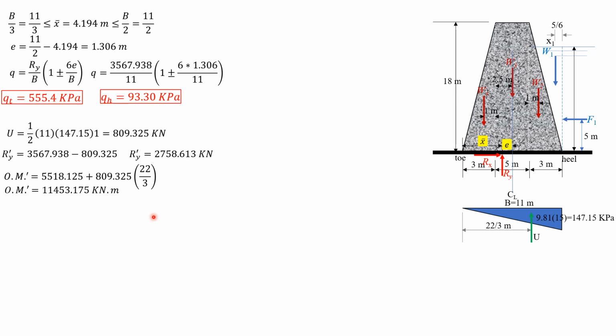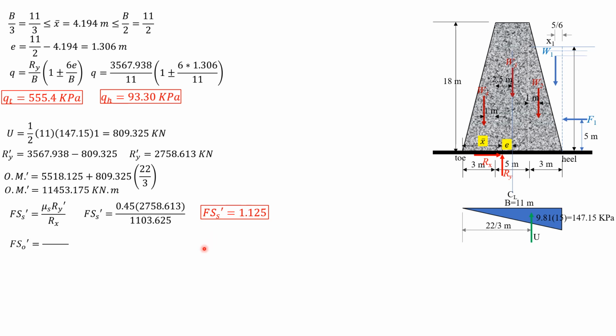So that the new Ry' can be computed, and the new factors of safety can be calculated also. So factor of safety against sliding prime is mu Ry prime over Rx. Rx remains the same, mu s the same. So 0.45 of 2758.613 divided by Rx 1103.625. So factor of safety against sliding can now be computed. So it is 1.125. So factor of safety against sliding prime is 1.125.